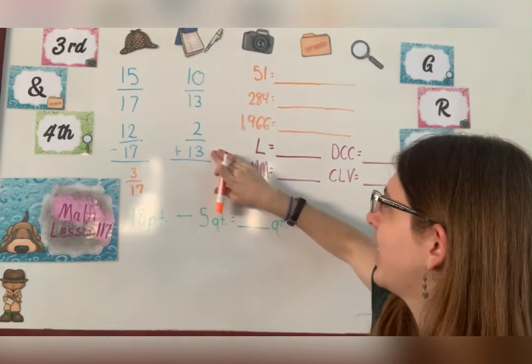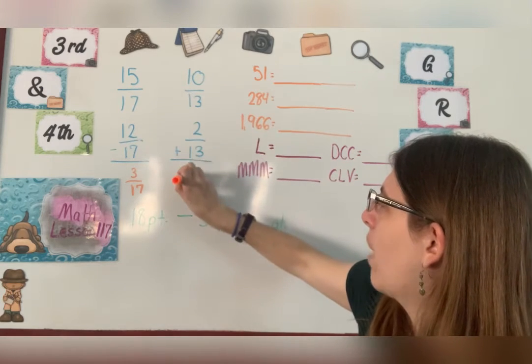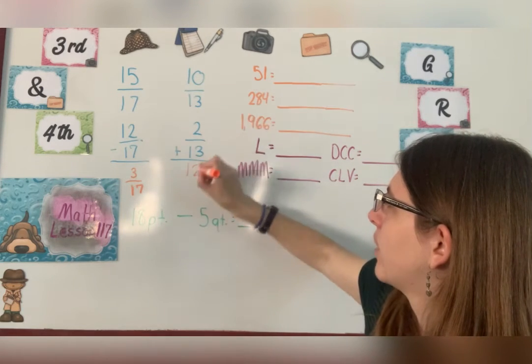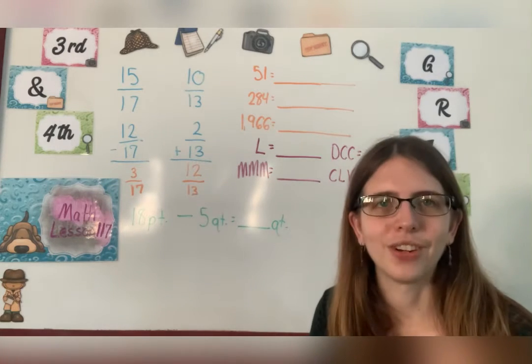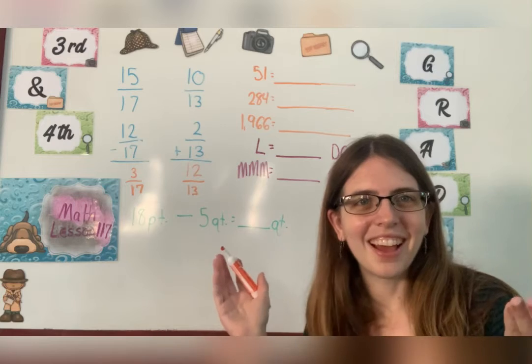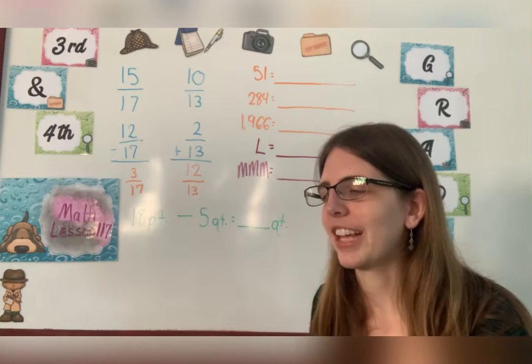10/13 plus 2/13. 10 plus 2 is 12. Denominator is 13, so we draw our fraction bar. Our answer is 12/13. That's it, okay? Super simple. Exercise 2 says divide and check.